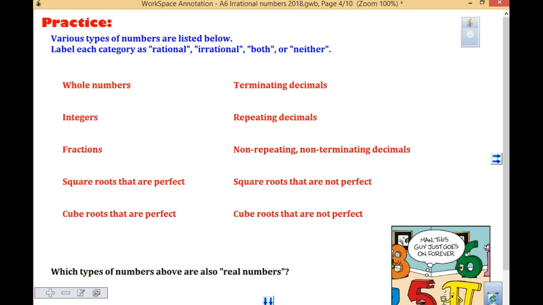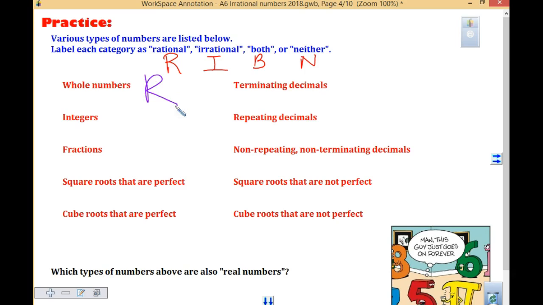So, it says various types of numbers are listed here. Top of the next page, I want you to put an R for rational, an I for irrational, a B for both, or an N for neither behind all of those. Okay? Go through and do it right now. Numbers. We're going to have an R. So when I take a look at whole numbers, I need an R. If I go integers, so keep going.